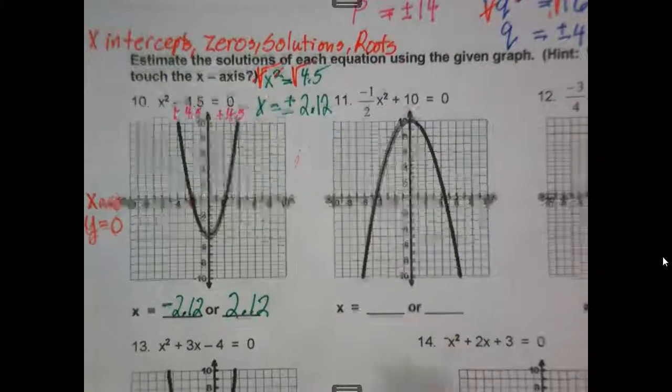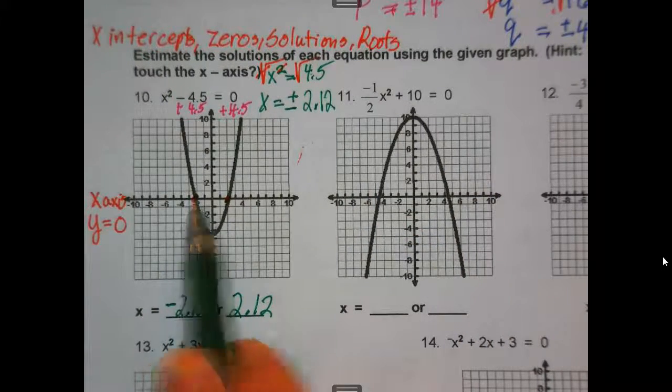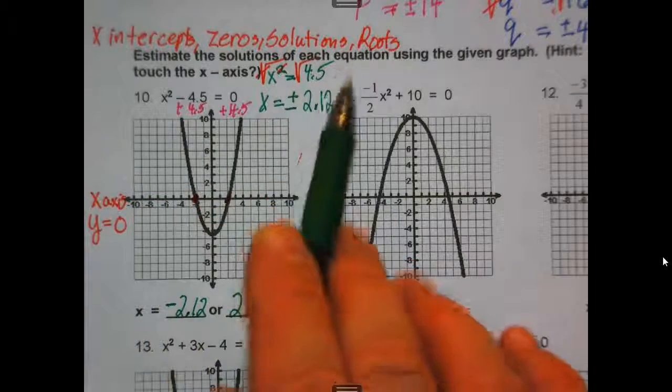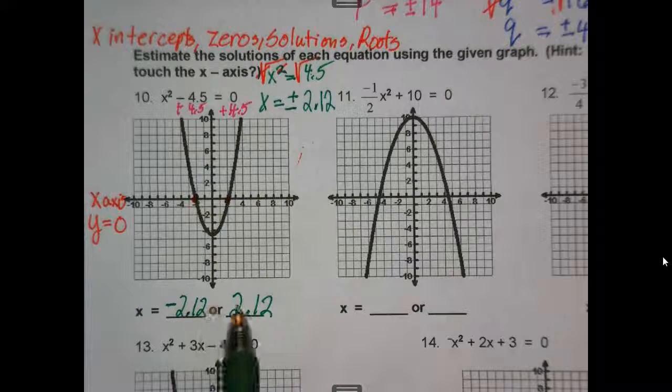Now, if you were to look at the graph and didn't do the algebra here, and you would just look at this and try to find the x-intercept, zero, solution or roots, I mean, if you put x equal negative 2 or x equal positive 2, you're pretty close because it says estimate. You would be good to go.